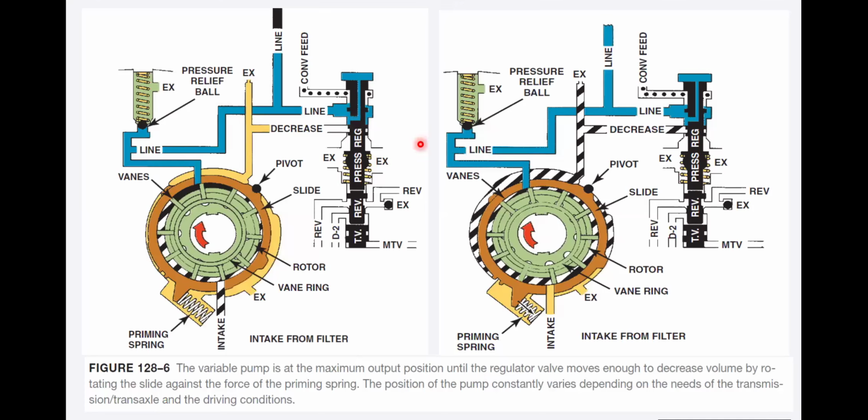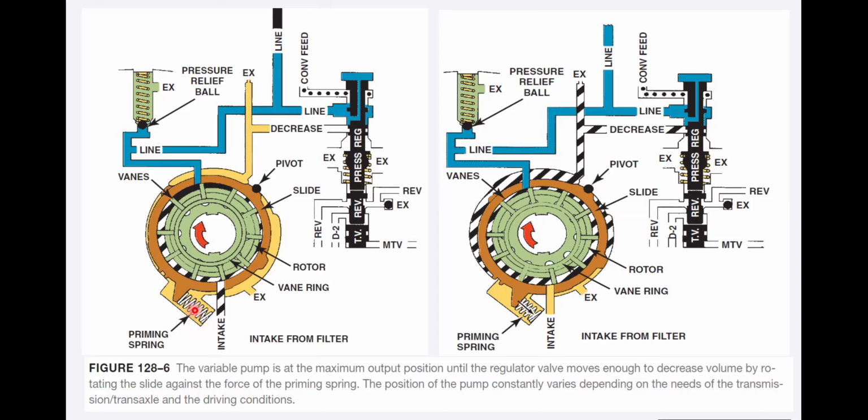Now, a complex diagram of the pump and the valves. Let's take this is a variable pump at maximum output position until the regulator valve moves enough to decrease volume by rotating the slide against the force of the priming spring. So the position of the pump constantly varies depending on the needs of the transmission, transaxle, and driving pump.